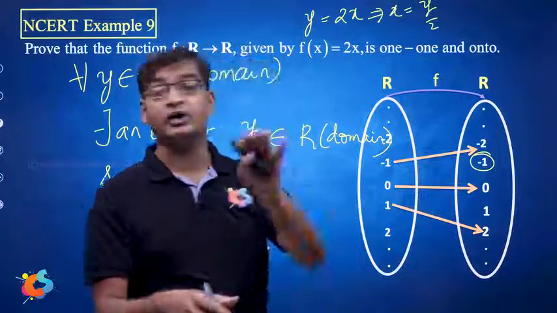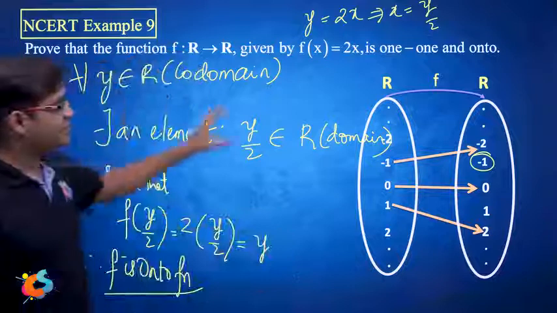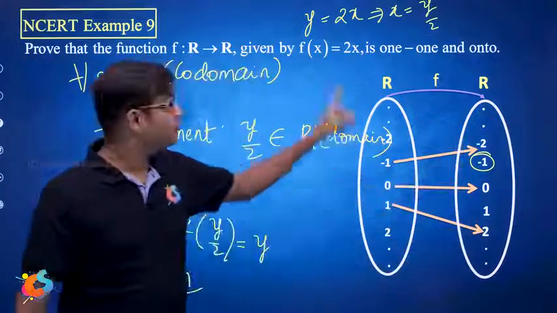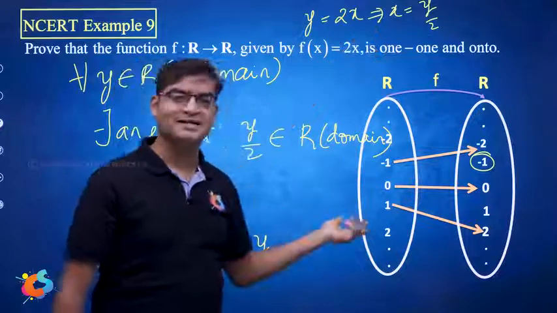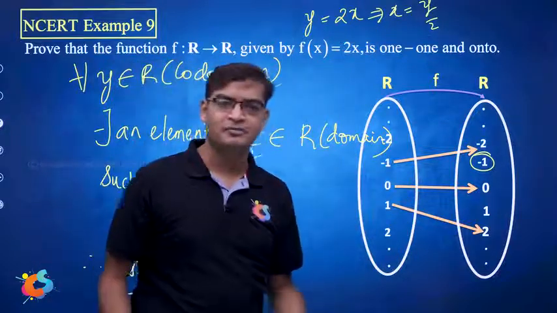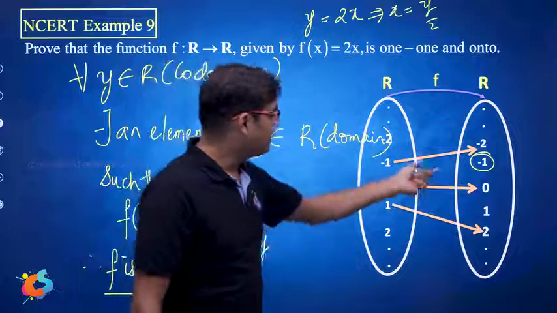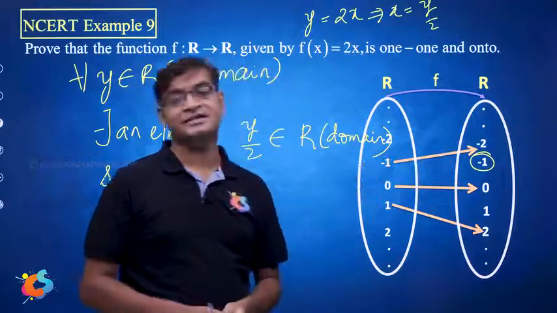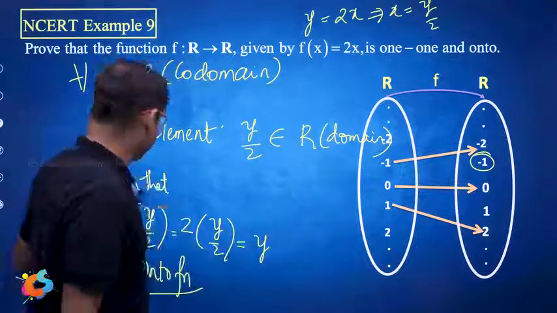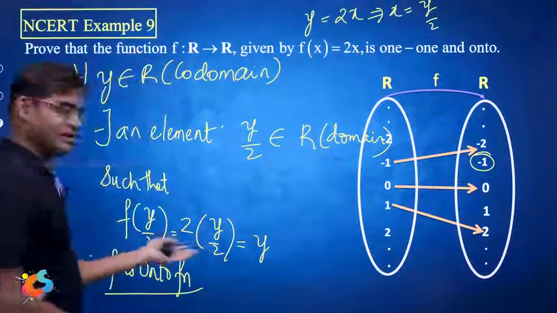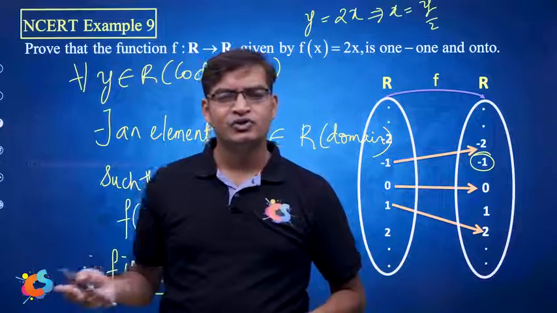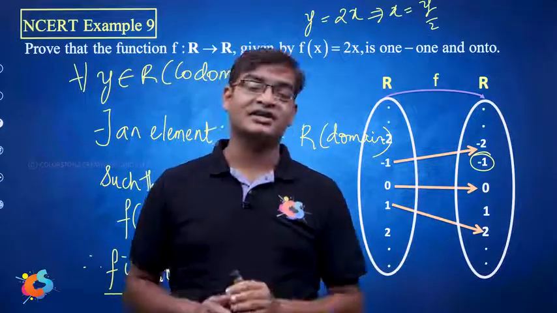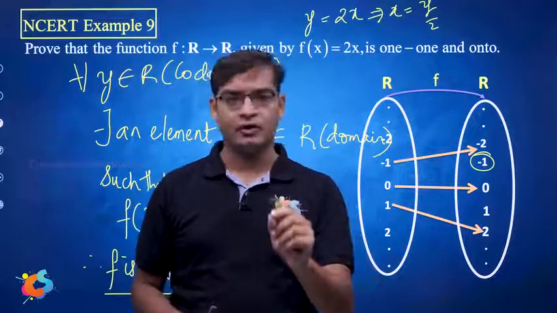How did we prove? How did we write? Very simple. You consider any element y in our codomain. There exists an element y by 2 in our domain such that f of y by 2 is equal to y. That's all. So some real number is there which is mapping to this y. What is that some element? y by 2. That is what we have shown here. So writing is also very simple. We have proved that this function is both 1-1 and onto.